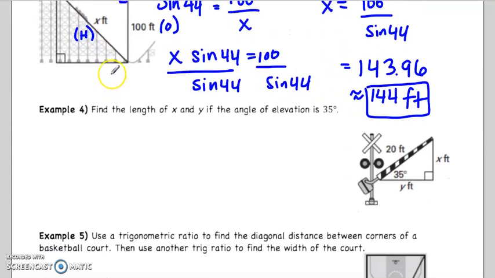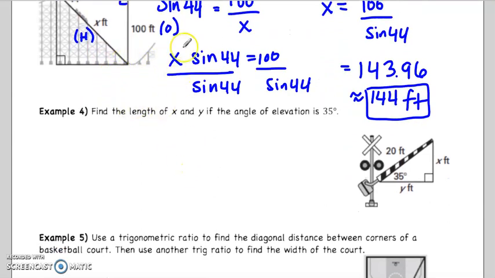Now in example 4, we are going to look for two segments now, x and y. And again, we're given just one segment. We've got a reference angle, and that means we're going to have to use some trig functions in order to find both of these sides. So I'm going to go ahead and figure out what's given to me. According to the reference angle, x is considered the opposite side, y would be considered the adjacent side, and then obviously we have the hypotenuse left over.